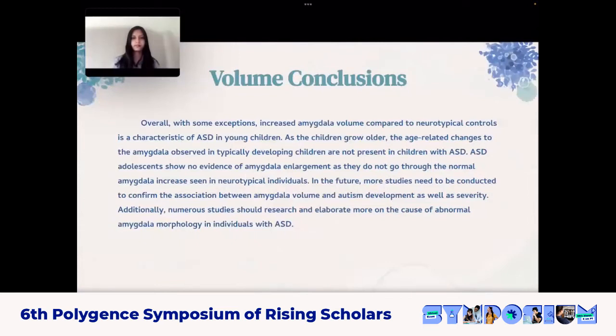Overall, after reading several studies, evidence suggests that increased amygdala volume compared to neurotypical controls is a characteristic of ASD in young children. ASD adolescents show no evidence of amygdala enlargement, as they do not go through the normal amygdala increase seen in neurotypical controls. More studies are needed to confirm this association. Additionally, numerous studies should research and elaborate more on the cause of abnormal amygdala morphology in individuals with ASD.